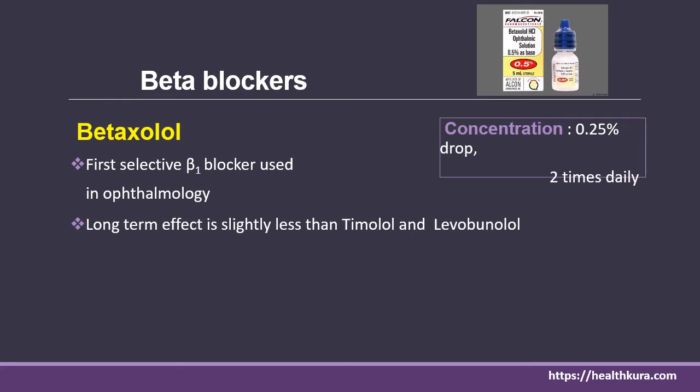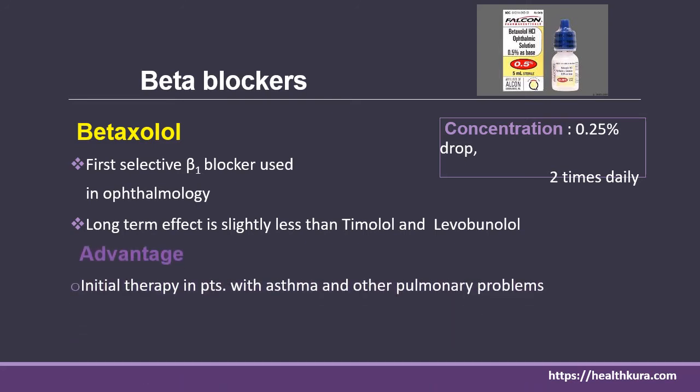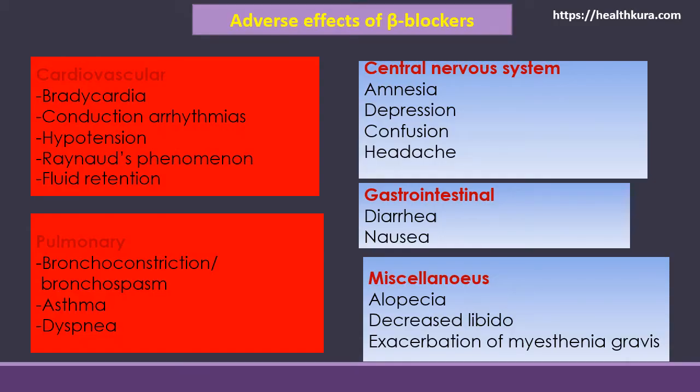Another selective beta blocker is betaxolol. The concentration is 0.25% and dosing is twice daily. Its long-term effect is slightly less than timolol and carteolol, so it is not preferred over timolol. In initial therapy, for patients with asthma and pulmonary problems, as timolol is contraindicated, we can use betaxolol.